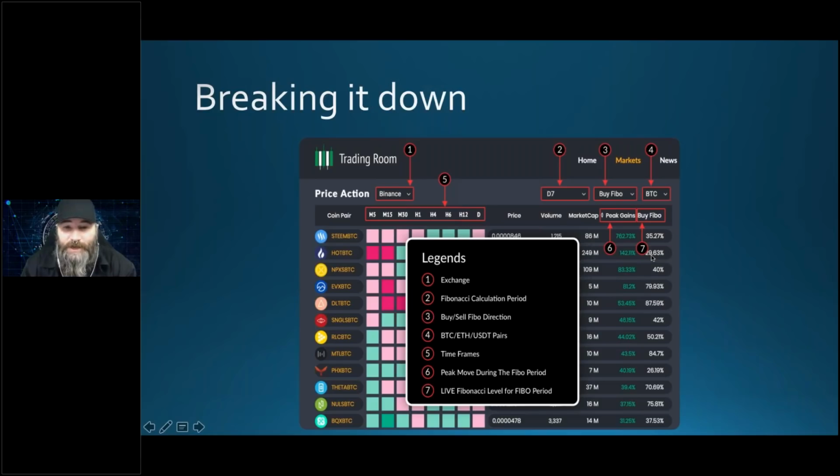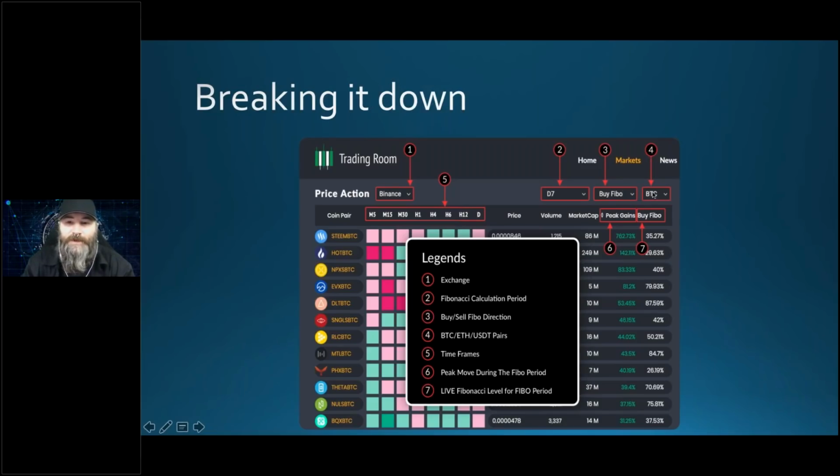On the Fibo side, number 2 right here pointing down, this is the time period that the Fibonacci will be calculated in. So, bottom to top calculation, looking for a pullback, or vice versa, looking for the retrace on a sell going short. This is your option here, right? This is going to be buy, sell for the Fibo.